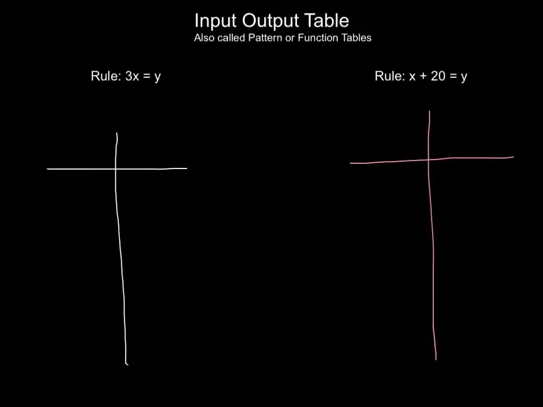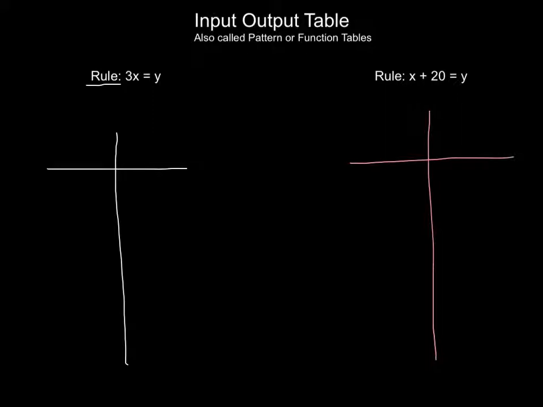In this lesson, you're going to learn how to make an input-output table. You may also hear them called pattern tables or function tables. So I'm going to start here with my rule. So every number that we use in this chart is going to be applied to a rule.